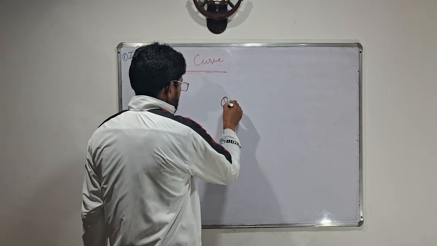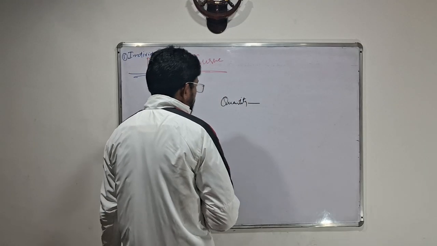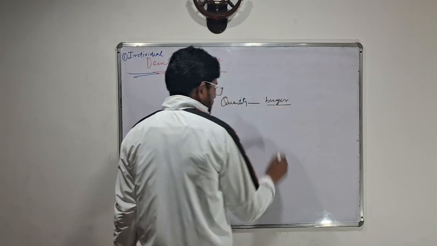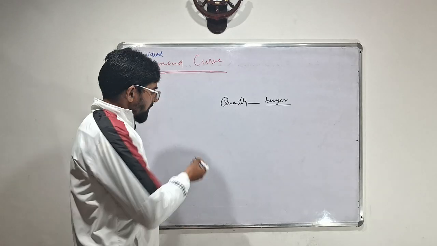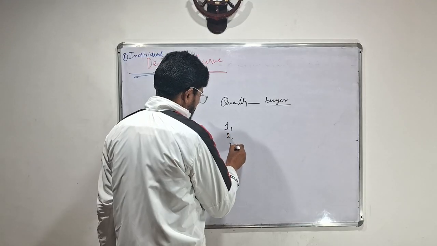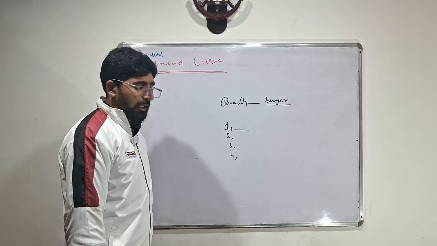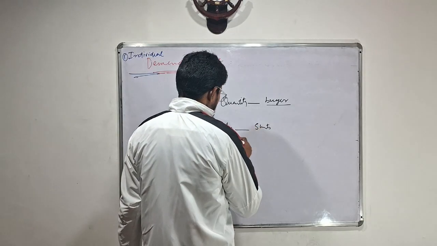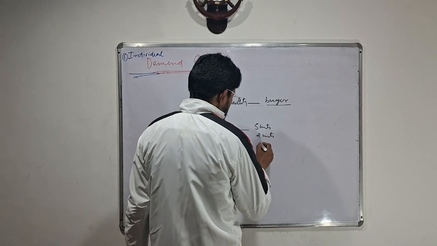The individual demand curve refers to the quantity of a commodity that one particular buyer is ready to buy at different prices. As I showed in the schedule, price may be 1, 2, 3, or 4. At these prices, the consumer is ready to buy: at price 1, he is ready to buy 5 units, at 2 he is ready to buy 2 units, at 3 he is ready to buy 10 units.